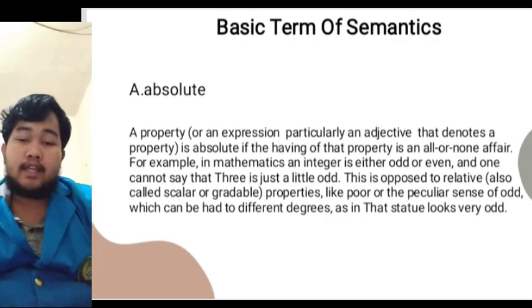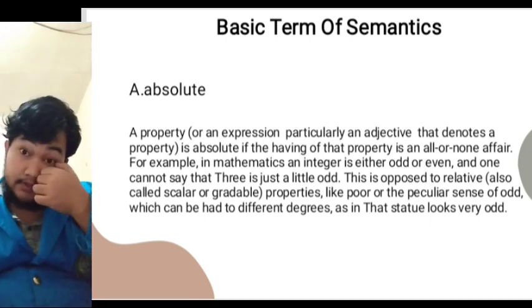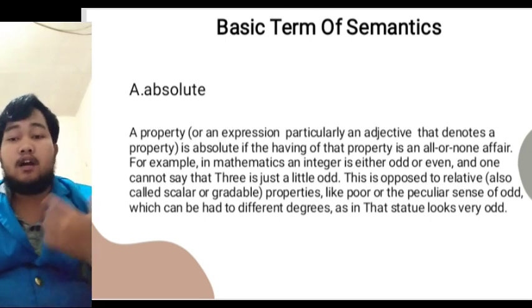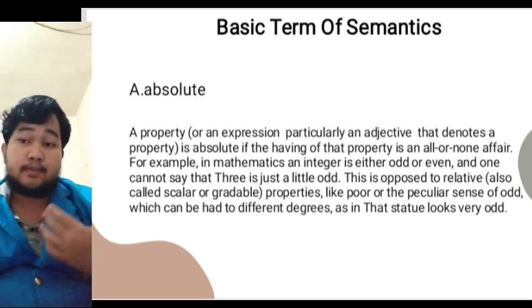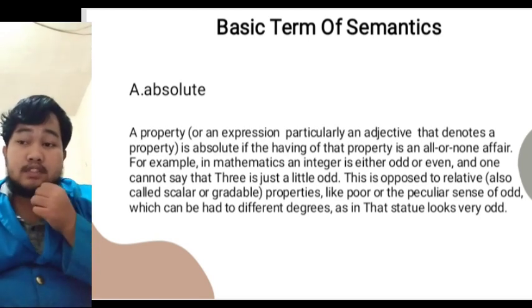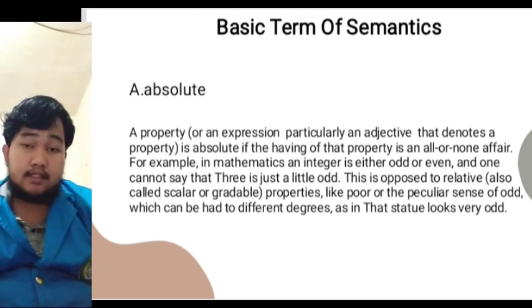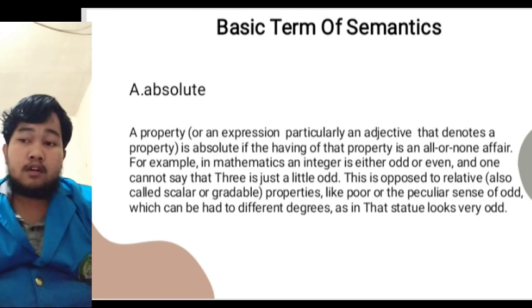Alright, we're gonna move to the next topic, which is basic terms of semantics. Firstly we have absolute. So, what is absolute? Absolute is a property of an expression, particularly an adjective that denotes a property. It is absolute if the having of the property is an all or none affair.